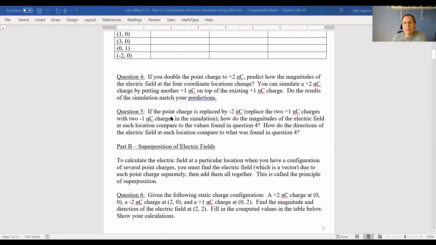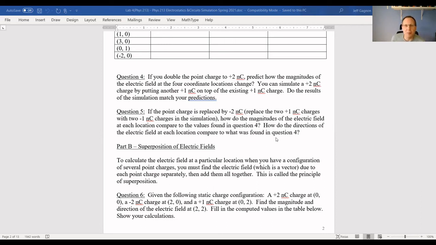Okay, and then question 5. Instead of having a +2 Newton Coulomb charge at the center, replace it with 2 negative 1 Newton Coulomb charges. So that'll give you a total of -2 Newton Coulombs. How do the magnitudes of the electric field at those different locations compare to the values found in question 4? And then how do the directions compare if now you have a -2 Newton Coulomb charge at the center? So you're just playing with the simulation to answer those 2 questions.